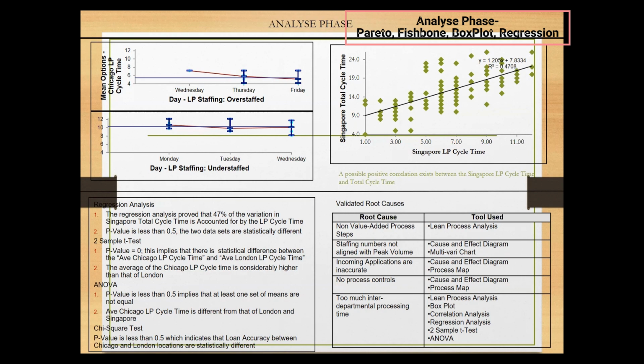Then a two sample t-test has been done, right? The value should be less than 0.05. And then ANOVA: p value less than 0.05 implies that at least one set of means is not equal, right? And then the root cause, and what tools are being used, and all that.